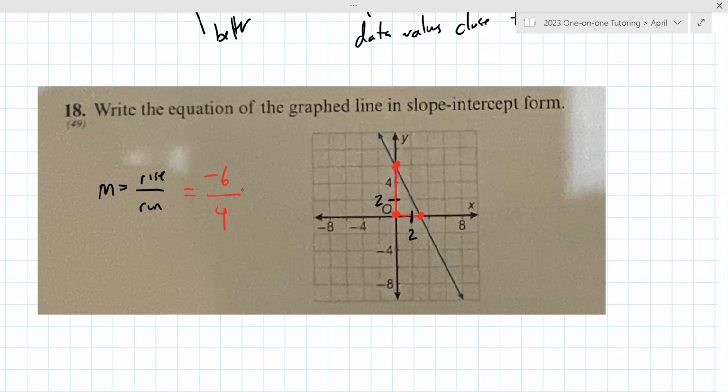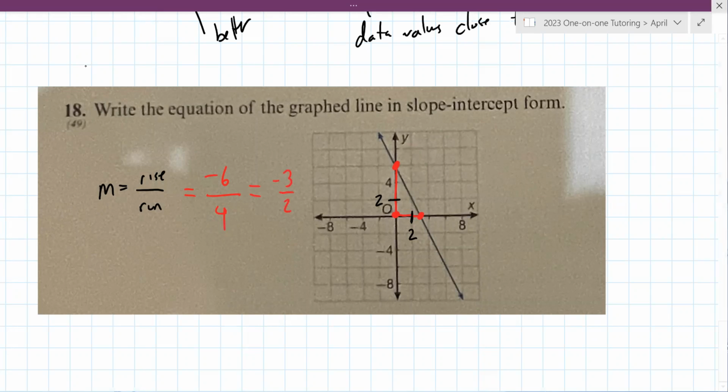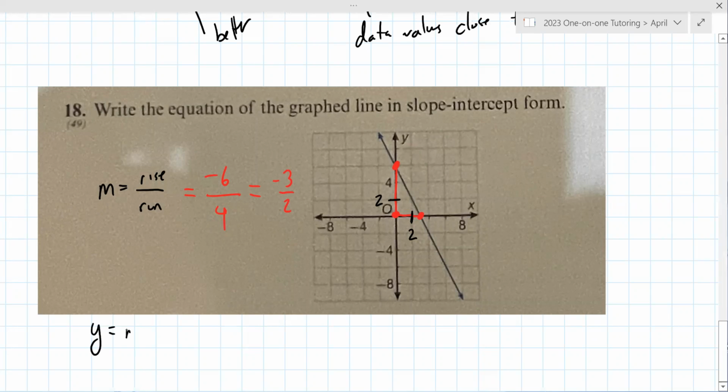So the slope here is -3/2. And that's the first thing that you need here. You need y equals mx plus b. Okay, sorry. I had to cut out for a second. So your slope is m. That's the m value. And then we got to get the b value, which we'll get from the graph.